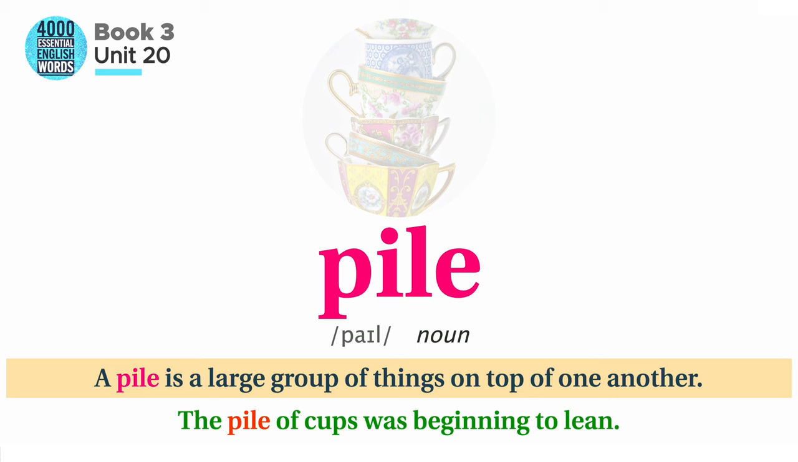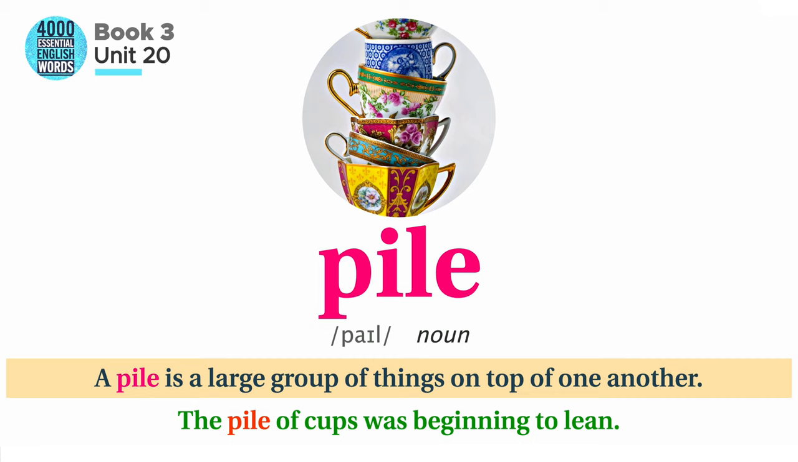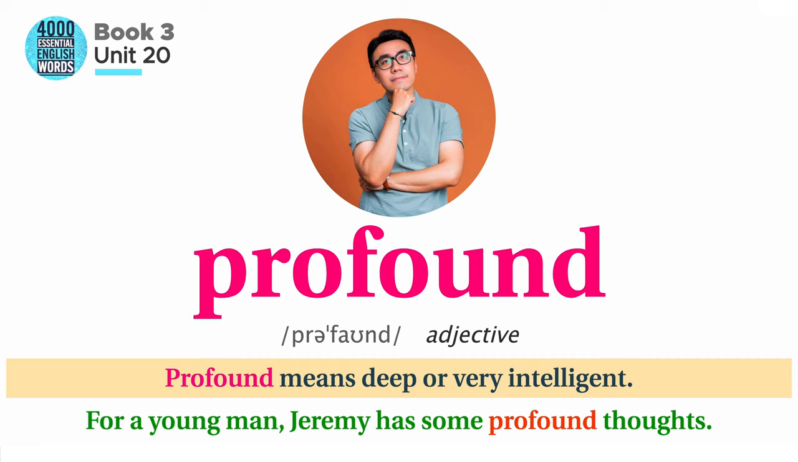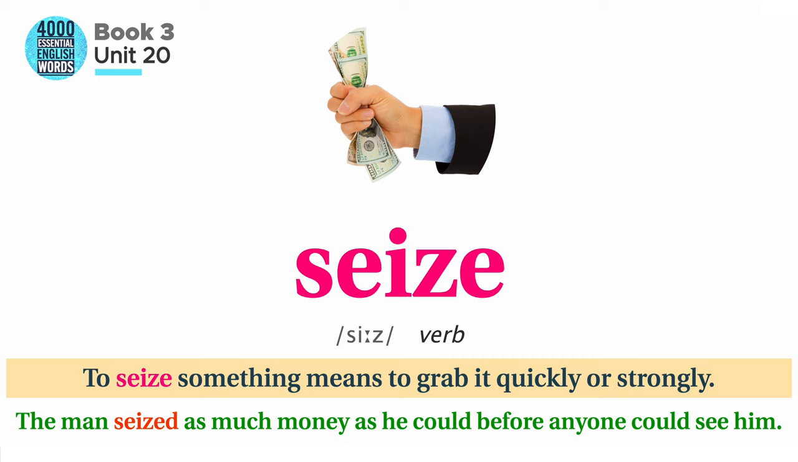Pile. A pile is a large group of things on top of one another. The pile of cups was beginning to lean. Profound. Profound means deep or very intelligent. For a young man, Jeremy has some profound thoughts. Seize. To seize something means to grab it quickly or strongly. The man seized as much money as he could before anyone could see him.